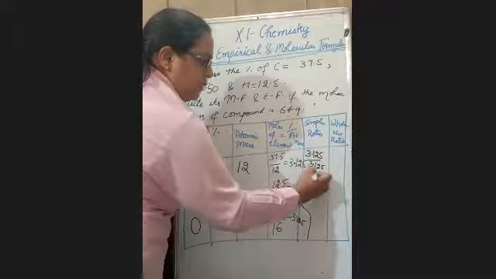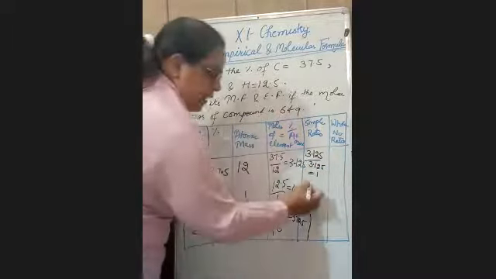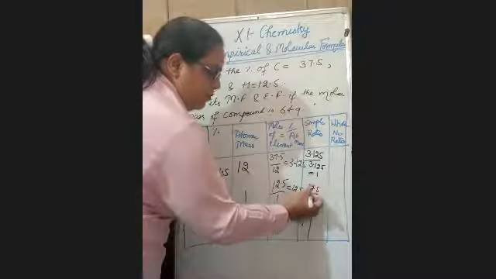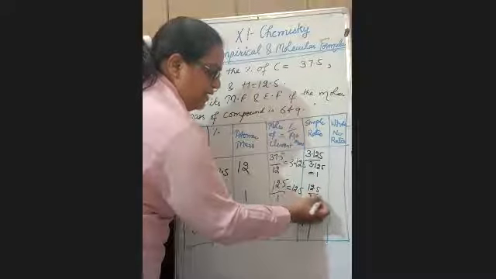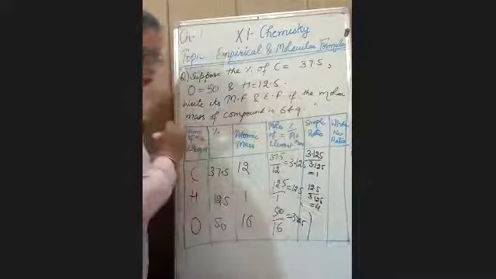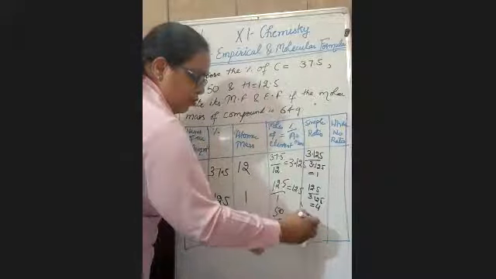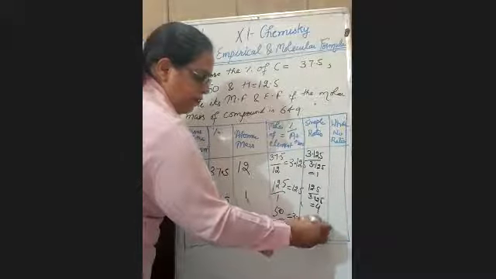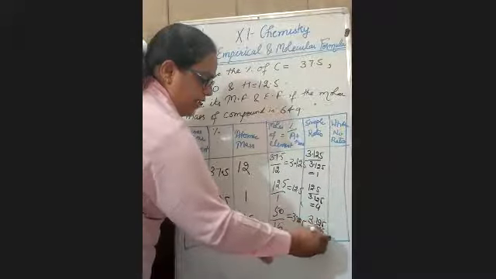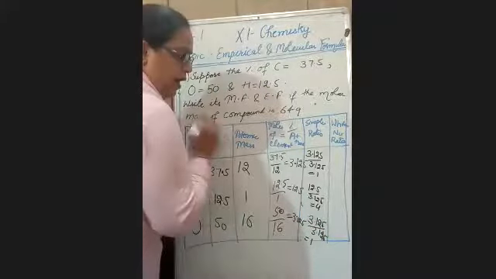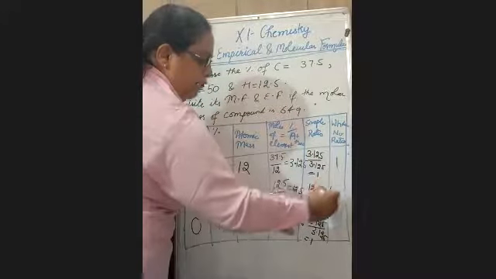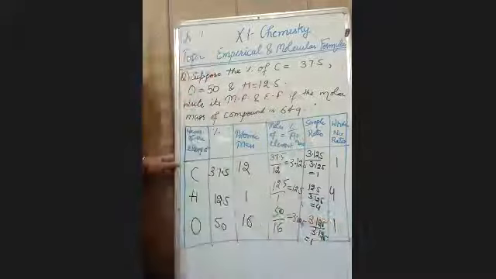It will come out to be 1. 12.5 over 3.125 will come out to be nearly 4. And 3.125 over 3.125 will come out to be 1. So it will be 1, 4, 1.